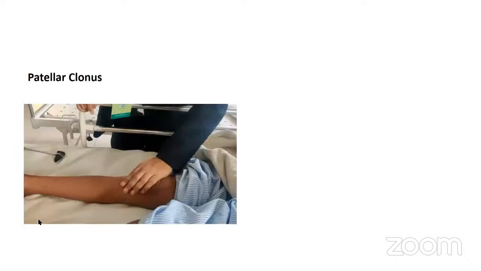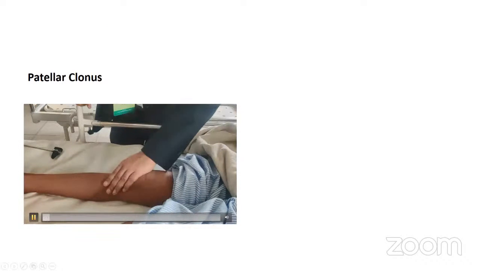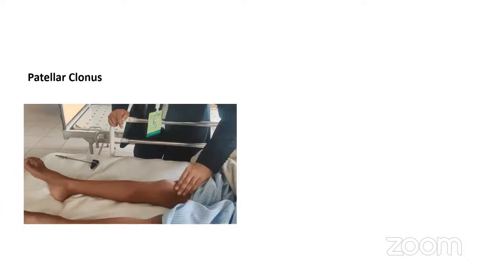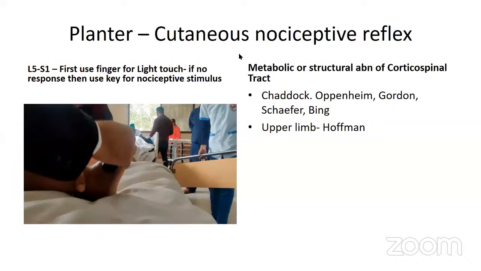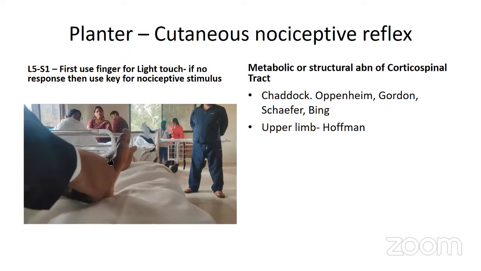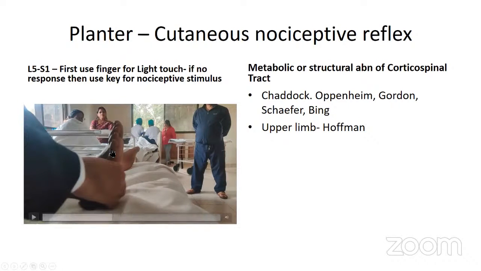Now see the patellar clonus. How to elicit the patellar clonus? First you stretch the patella like this, and then just push and pull. This is the way to elicit patellar clonus. Now the plantar: it is basically a cutaneous nociceptive reflex. The root value is L5S1, but the tip, as you can see here, is just simple touching on the lateral border of the foot by the hand. It is sufficient to check whether the great toe is going up or not.